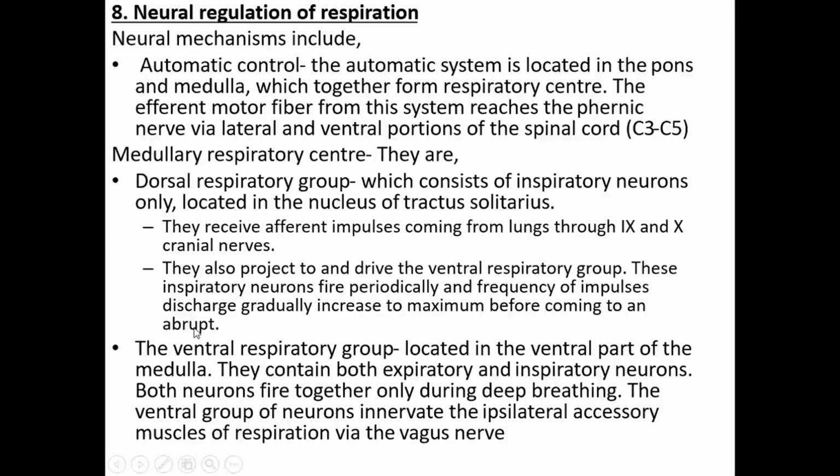The ventral respiratory group is located in the ventral part of the medulla. They contain both expiratory and inspiratory neurons. Both neurons fire together only during deep breathing. The ventral group of neurons innervate the accessory muscles of respiration via the vagus nerve.